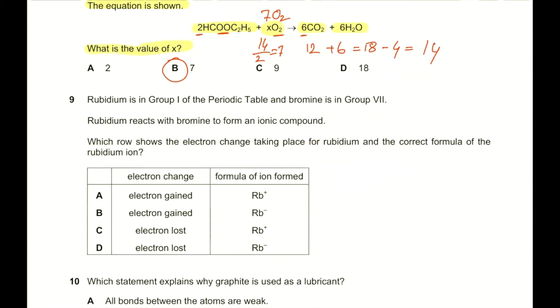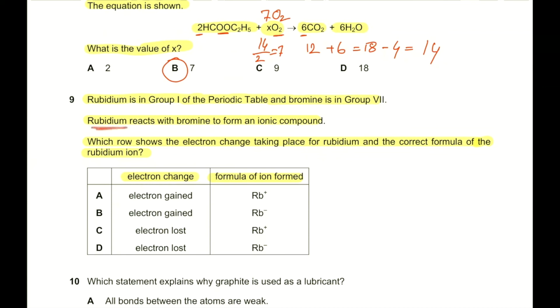Part 9. Rubidium is in the group 1 of the periodic table and bromine is in group 7. Rubidium reacts with bromine to form an ionic compound. Which row shows the electron change taking place for rubidium and correct formula of the rubidium ion? Electron change, formula of rubidium ion. So guys, rubidium is in group 1 of the periodic table and bromine is in group 7. All right, rubidium reacts with bromine.